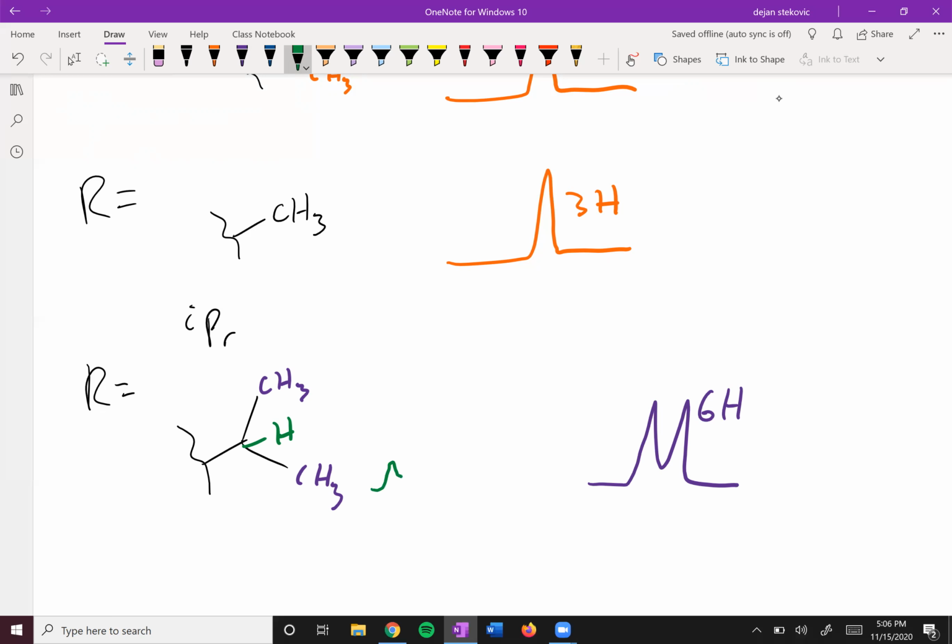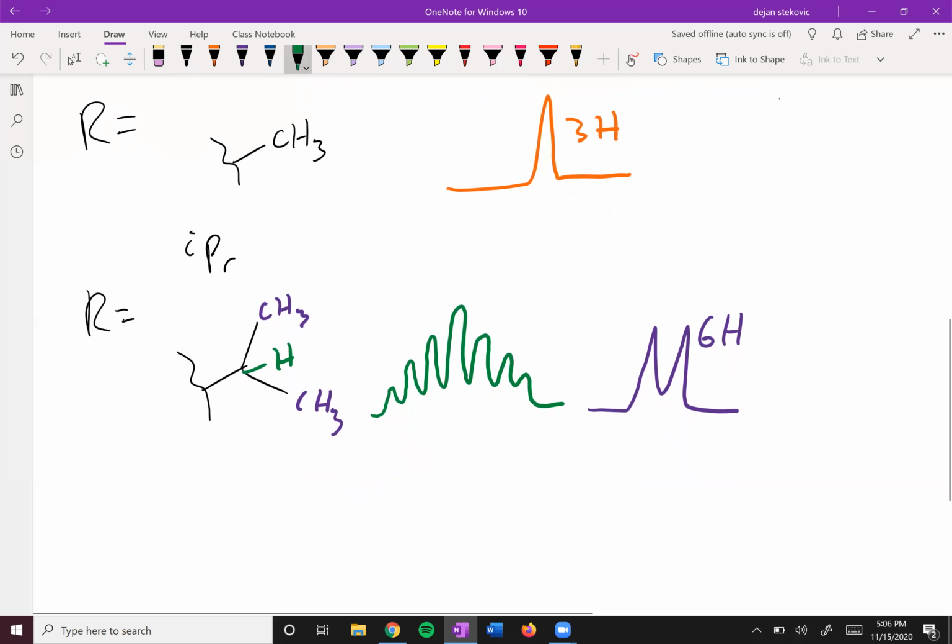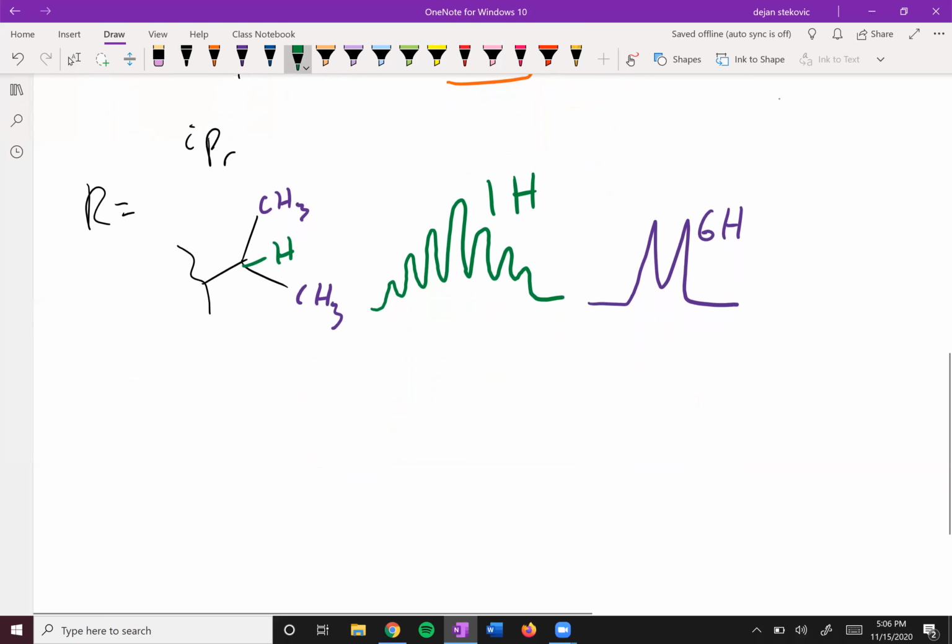So let's see if I can draw this. 1, 2, 3, 4, 5, 6, 7, right? It'll look something like that. It should have 7 peaks on it. So if you see something like that, it should integrate to 1 hydrogen. And if you see something like that, that means you have an isopropyl.